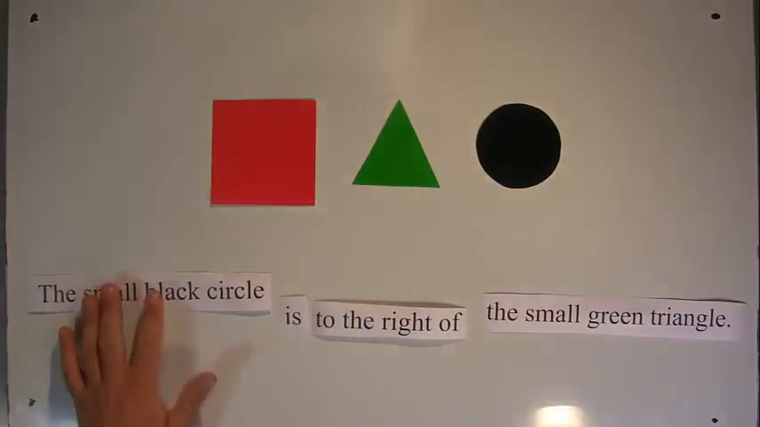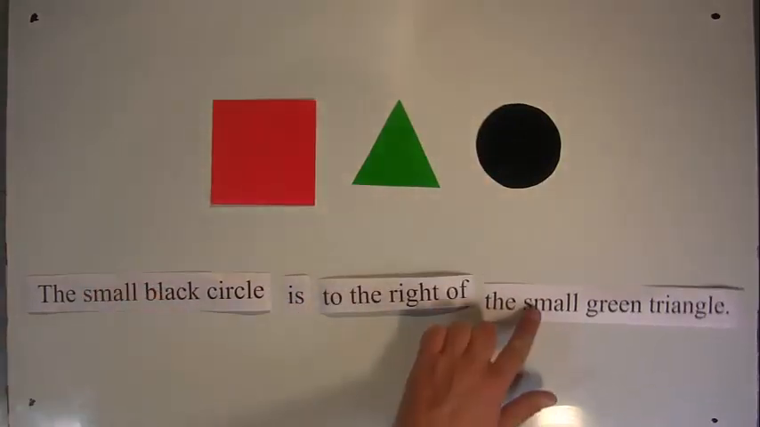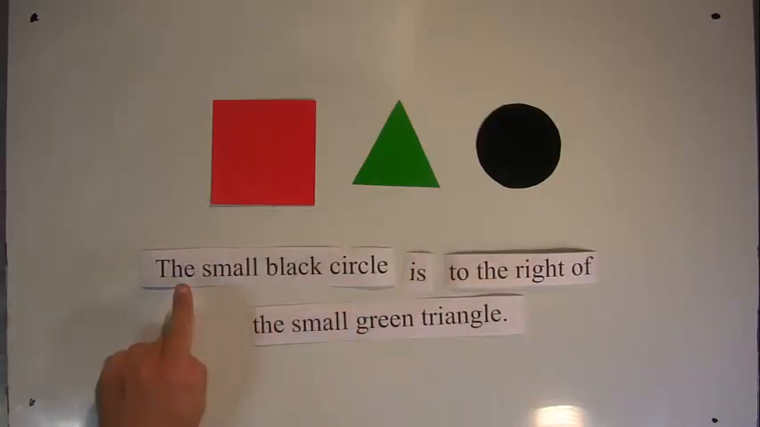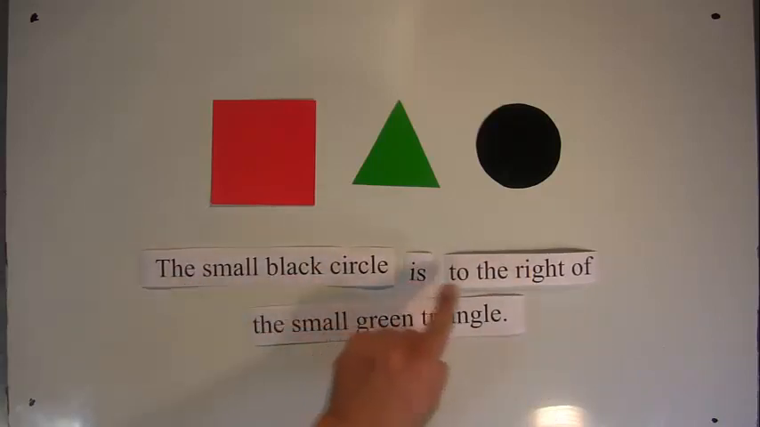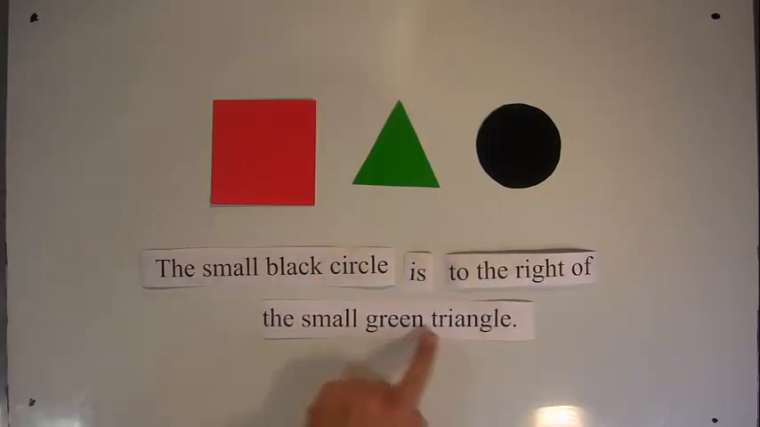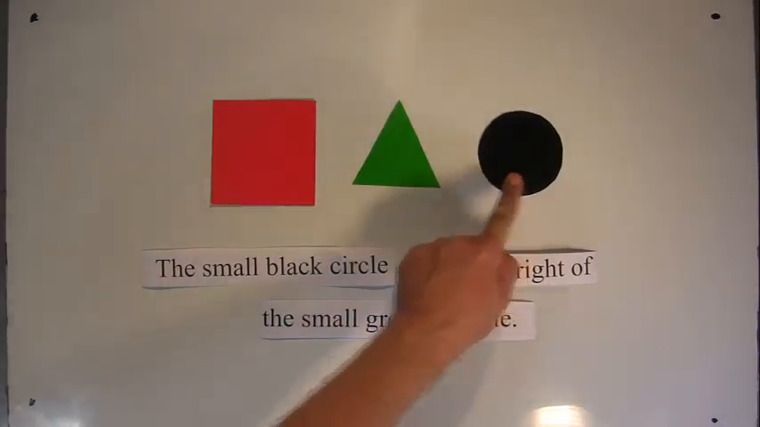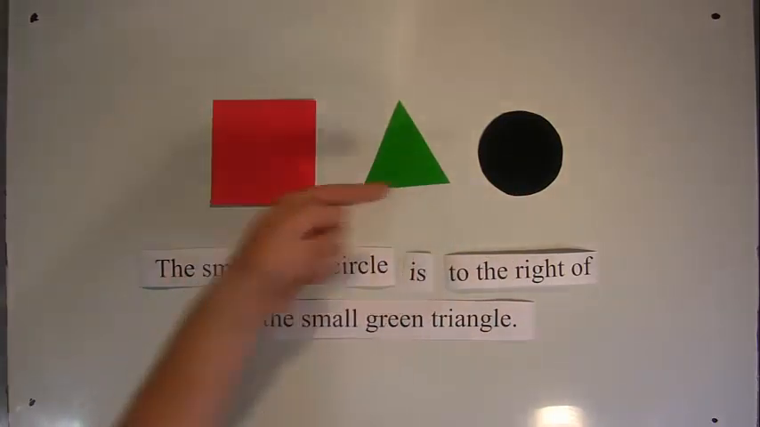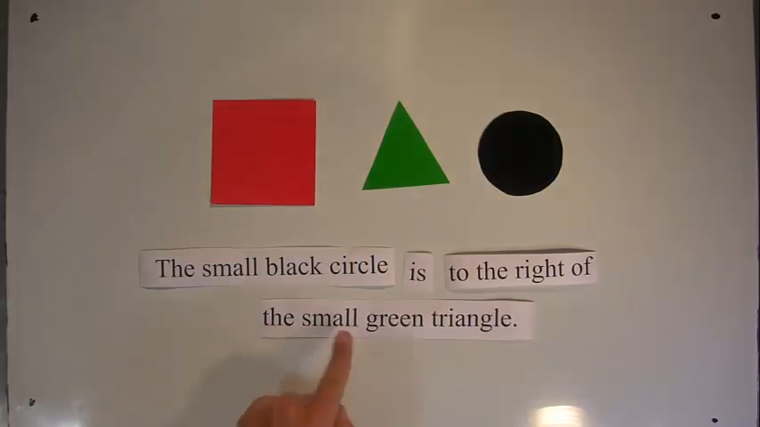Okay, so we have the small black circle is to the right of, doesn't quite fit. Let's move it over like this. All right, so here we have the small black circle is to the right of the small green triangle. See, here we have the small black circle, and here we have the small green triangle, and the small black circle is to the right of the small green triangle.